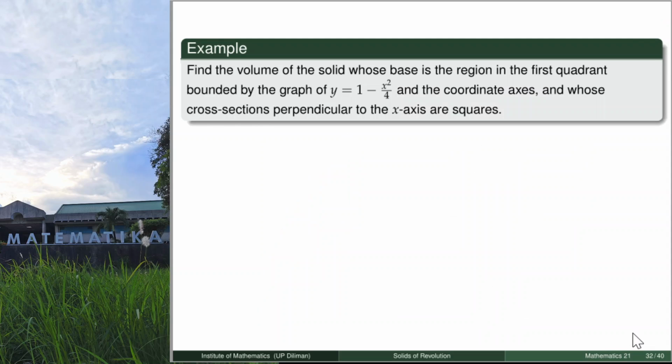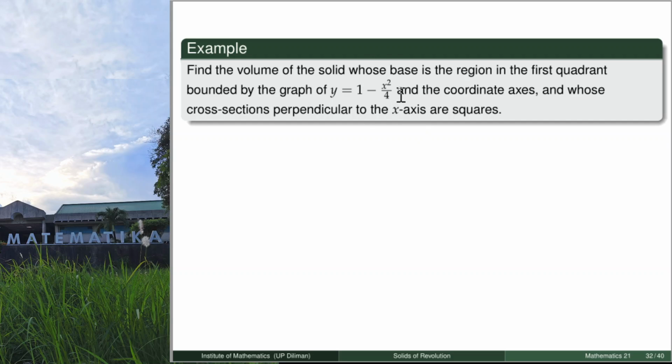So let's move on to a more challenging problem. In this case, the picture of the solid is not given, so it's up to you to imagine the solid. Let's read the problem carefully. It says here that the base of the solid is the region in the first quadrant bounded by the graph of y equals 1 minus x squared over 4 and the coordinate axis. Do you know the graph of this function?